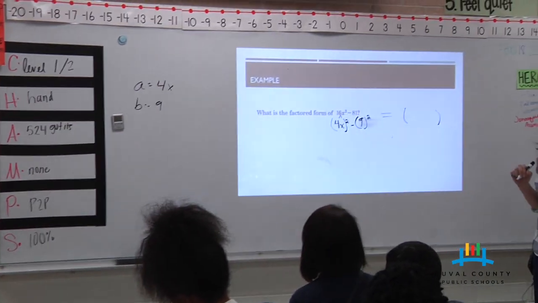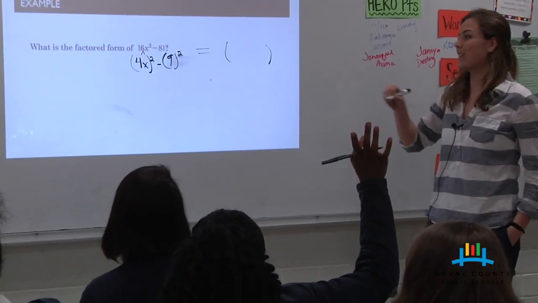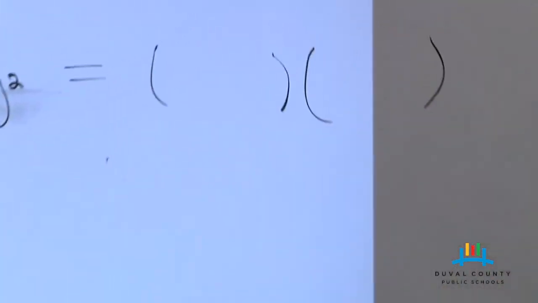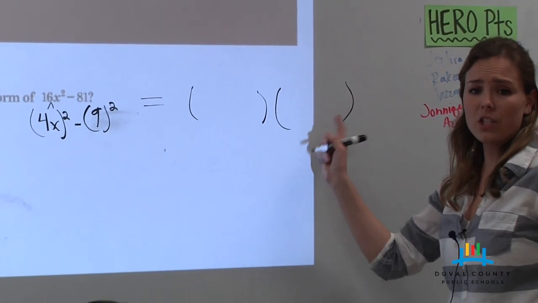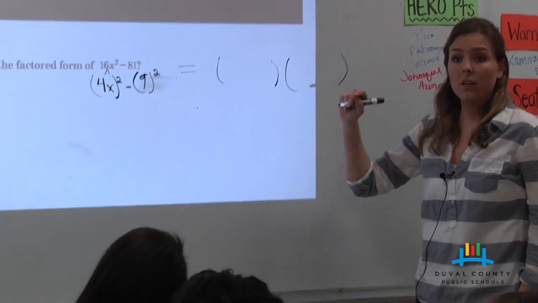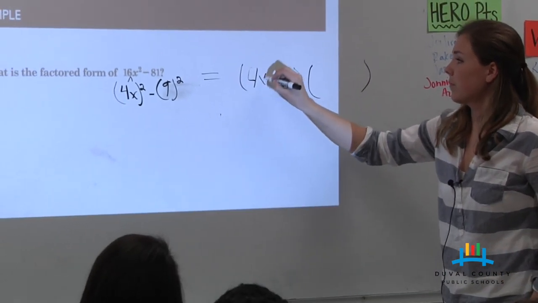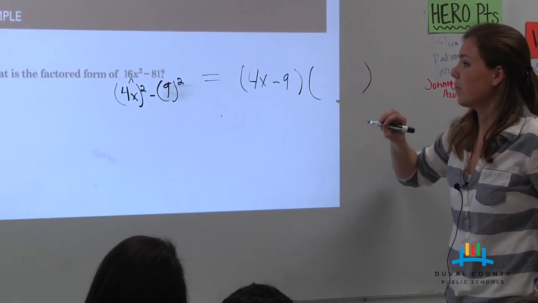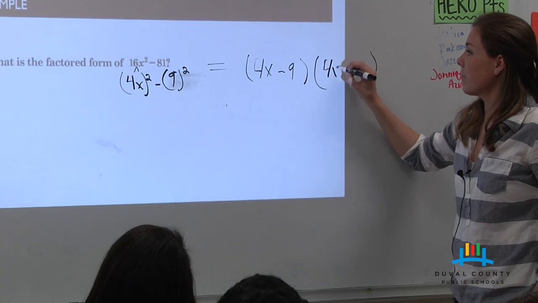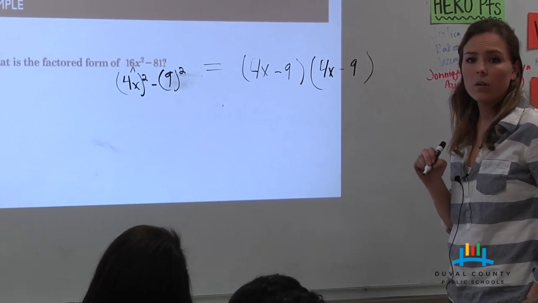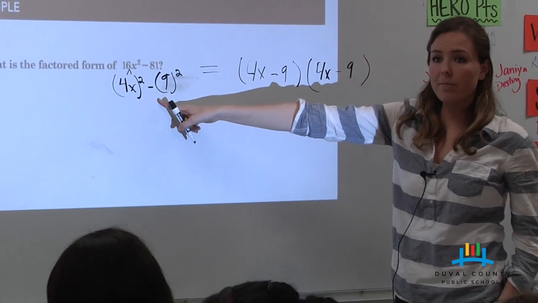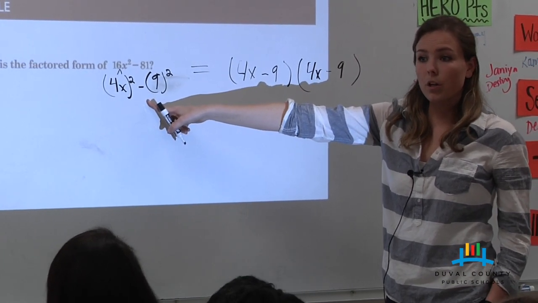How many of you agree with her? Two sets of parentheses. That's different than the one we just did, different than perfect square trinomials. What's going to go in each set of parentheses, Tiana? 4x minus 9, and then 4x minus 9. No, plus 9. How many of you say minus 9, because there's a minus here, right? Plus. You square it, so you don't have to do it twice.